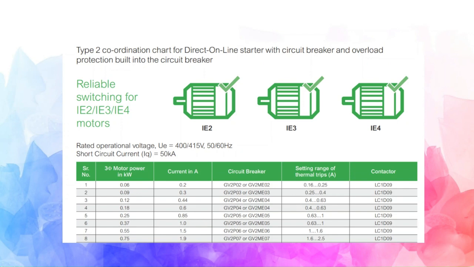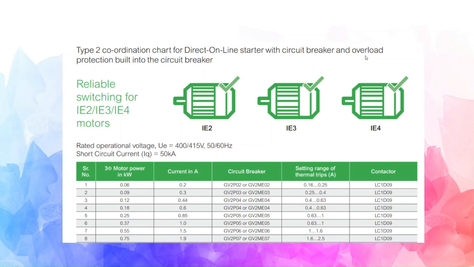But remember, I am using Schneider's type 2 chart. So if you are using somebody else's, let's say Siemens components like Siemens breakers and contactors, then you have to use the Siemens chart. These charts are readily available on the internet. If you type type 2 coordination chart for Schneider, Siemens, ABB or whoever, it is readily available.